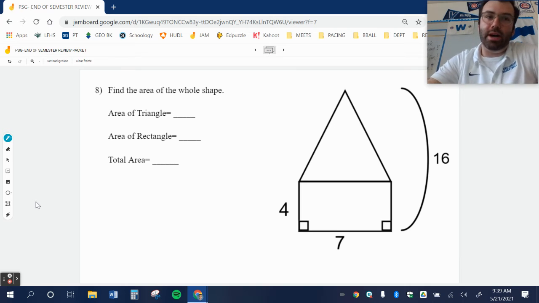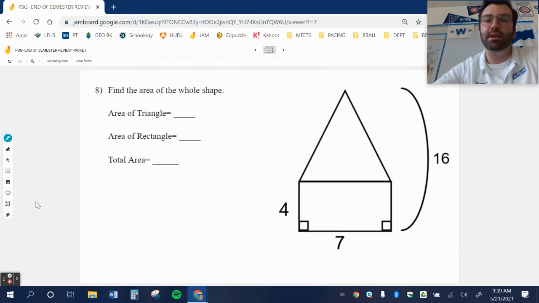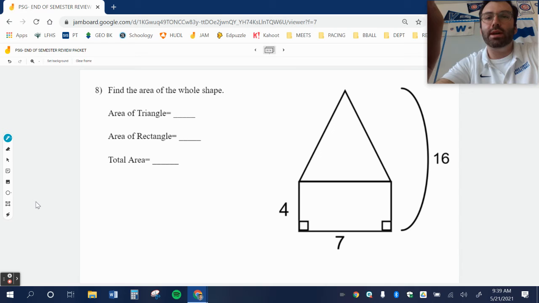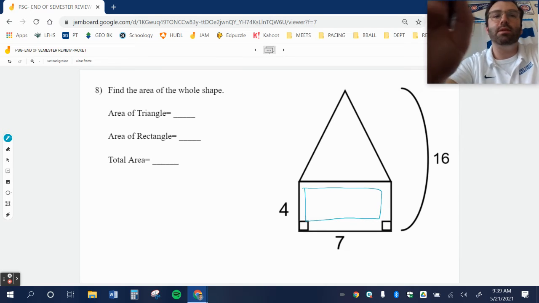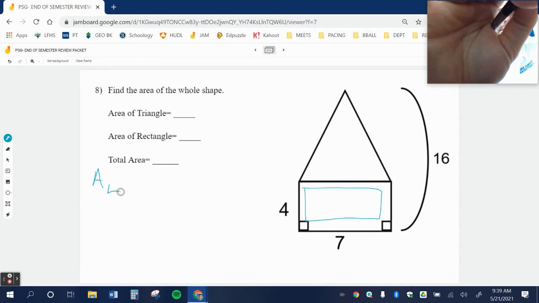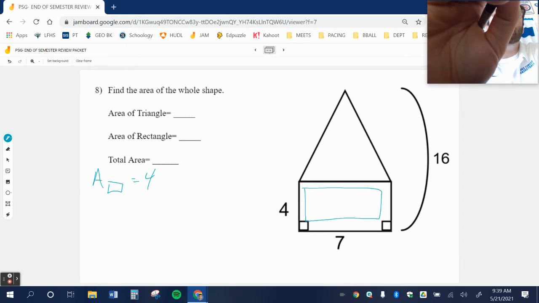Sorry there. All right, we're back. To find the area of a triangle, I need base times height divided by 2. It might be easier to do the rectangle first. I'm just going to do the rectangle first. Area of the rectangle equals 4 times 7, which equals 28.